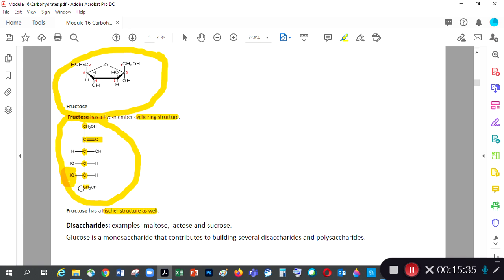L keto, because of the keto group, the ketone carbonyl group here, keto hexose.